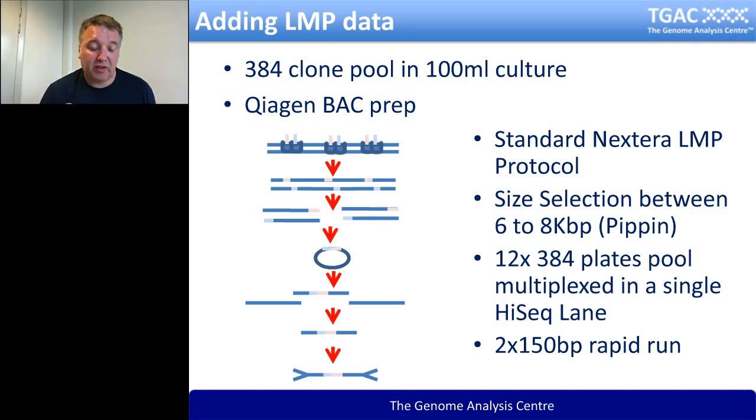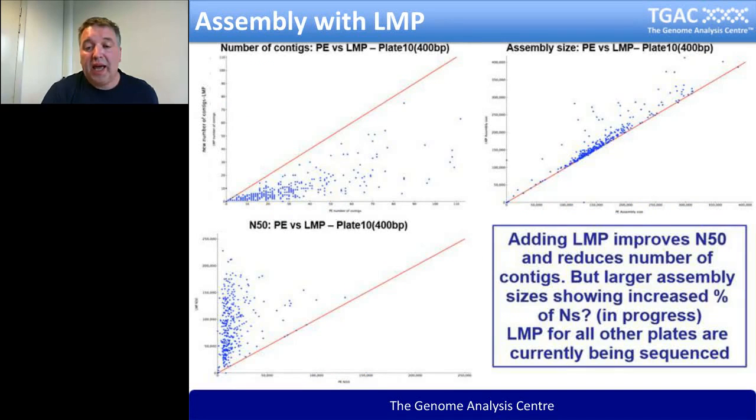That's 300, so that's 12 long-mate pair reactions pooled together down a HiSeq lane. The long-mate pair data vastly improved what we had. You can see here there's a number of graphs where the number of contigs has dropped and the assembly size has got bigger. I've put a note in here: the larger assembly sizes show an increased percentage of Ns, and we believe that's because of the variation between the two mates. I don't know if we've quite got to the bottom of that; perhaps some of those Ns don't actually exist.